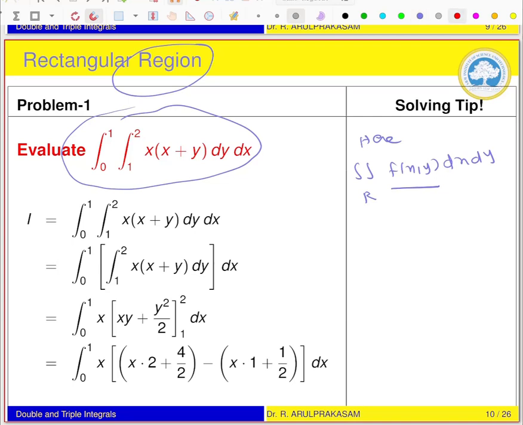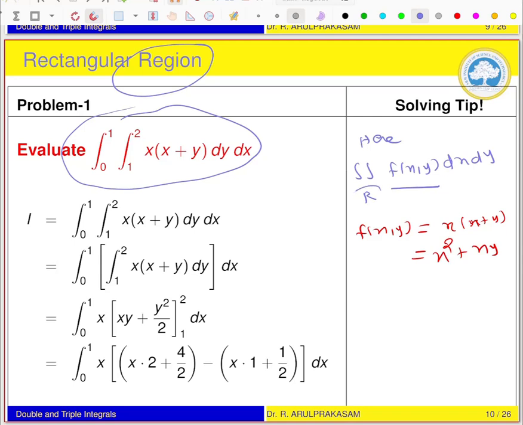In our problem, the function f of x comma y. What is the function in the problem? My function is x into x plus y. Okay, so I can simplify this function as x square plus xy. We have to do it like this. Then what is the next? So this is our function.